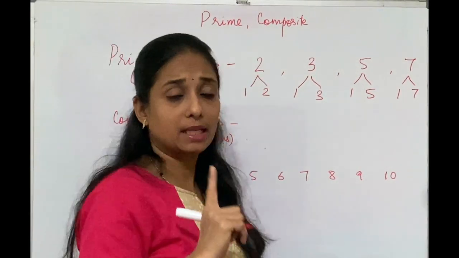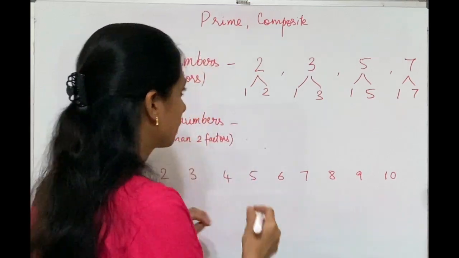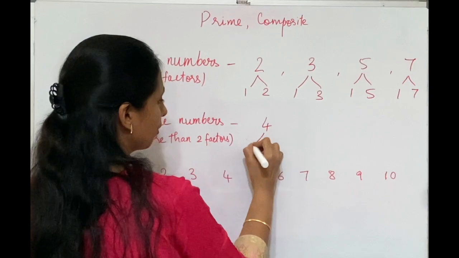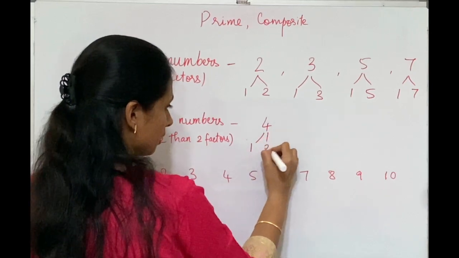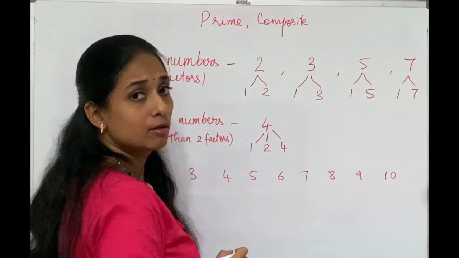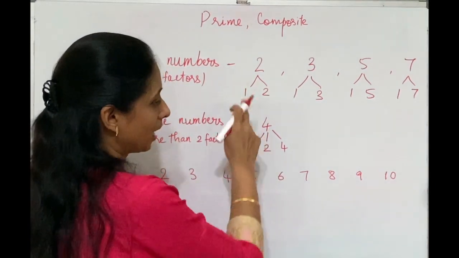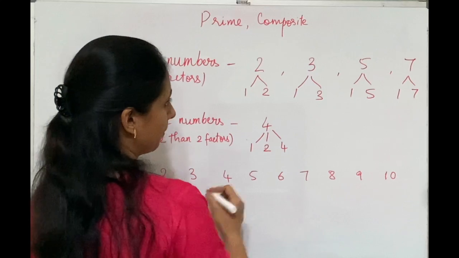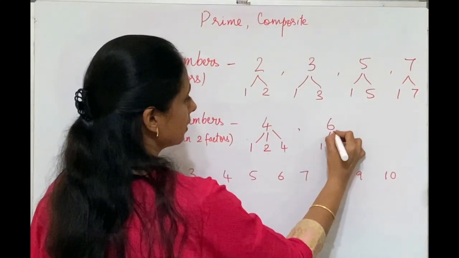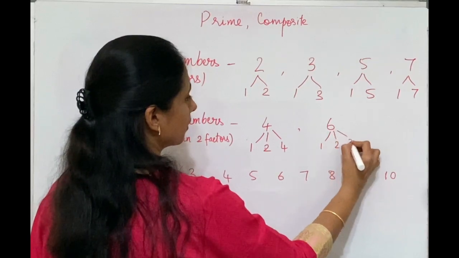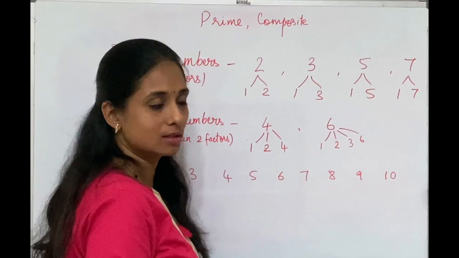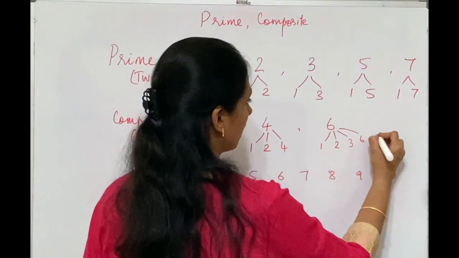1 is neither a prime nor a composite number. So 2 and 3 we have written. 4, what are the factors of 4? 1, 2 and 4. So did you see we have 3 factors here. So 4 is not a prime number, it is a composite number. 5 we have written here. What about 6? 1, 2, 3 and 6. See, it has 4 factors. It is not a prime number, it's a composite number.